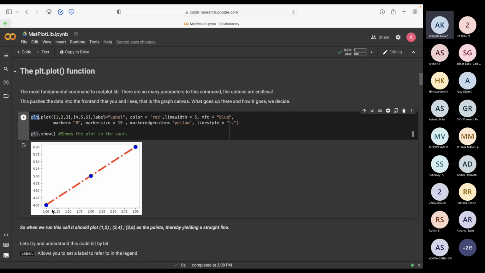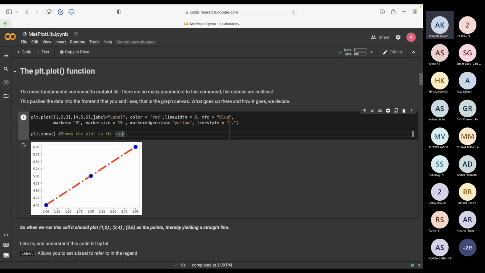Pretty intuitively, if you notice from the graph, 1, 2, 3, and 4, 5, 6 are your x values and y values. So if Matplotlib were to read this, it will read it as 1, 4, 2, 5, and 3, 6. So that is the x and the y parameters that will be passed into this function.